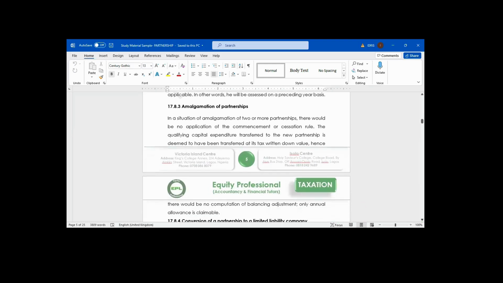commencement rule or cessation rule will not apply. And when there is amalgamation, the qualified capital expenditure will be transferred to the new partnership business at the tax written down value. That is on amalgamation.